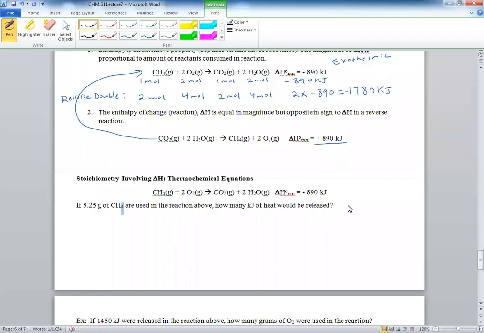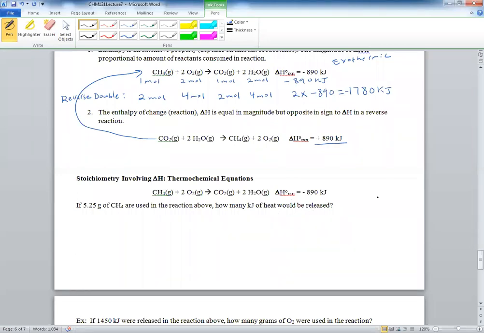These problems now involve stoichiometry with the enthalpy of change. So notice how stoichiometry is pervasive. It's everywhere because we're dealing with the amount. The amount and heat are related. So it says here, if 5.25 grams of methane are used in the reaction above, how many kilojoules of heat would be released?